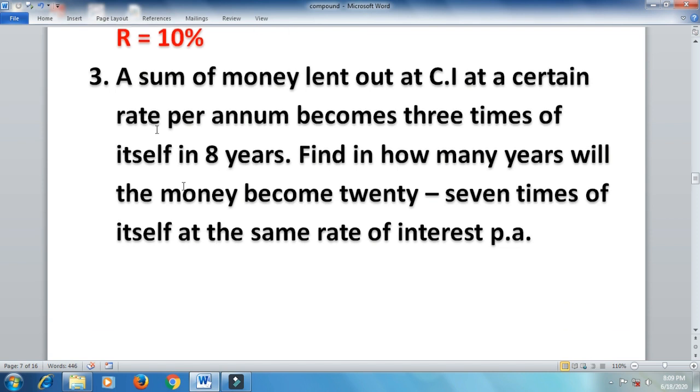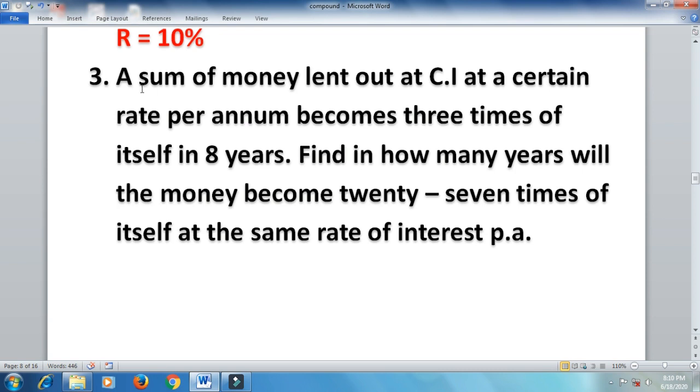Question number 3. A sum of money lent out at compound interest at a certain rate per annum becomes 3 times of itself in 8 years. Find how many years will the money become 27 times of itself at the same rate of interest. Try to understand this question, children.